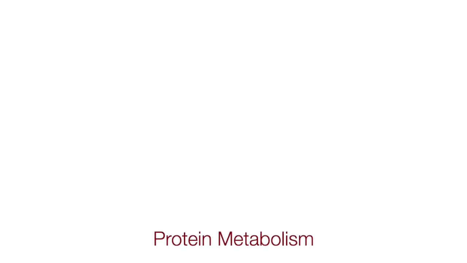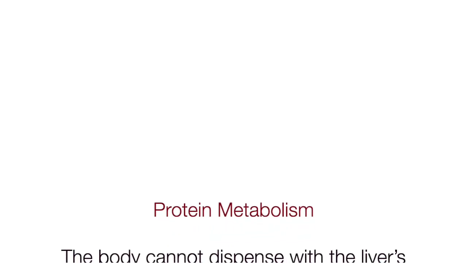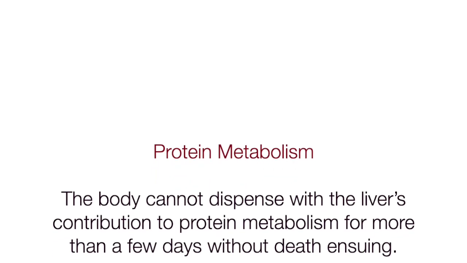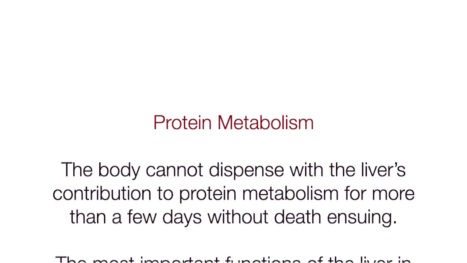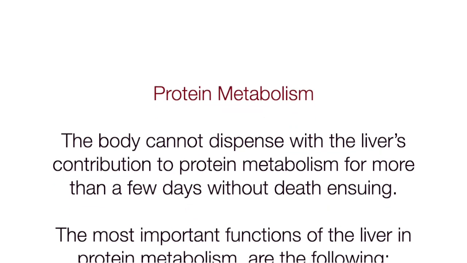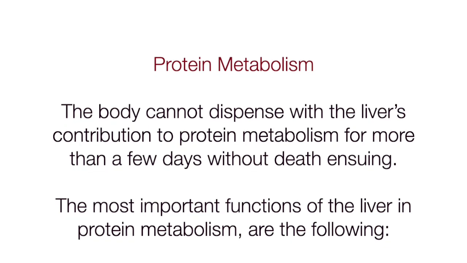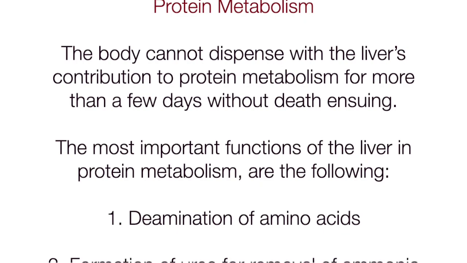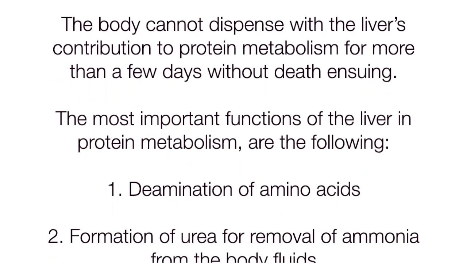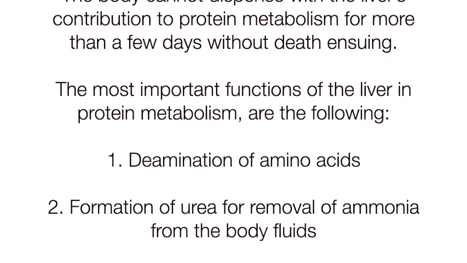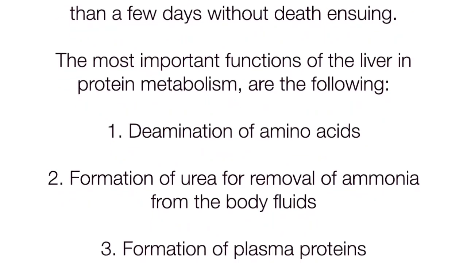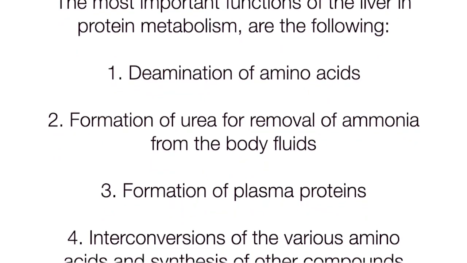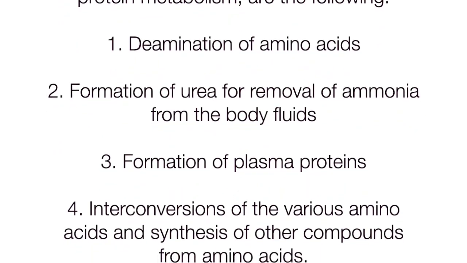Protein metabolism. The body cannot dispense with the liver's contribution to protein metabolism for more than a few days without death ensuing. The most important functions of the liver in protein metabolism are the following. 1. Deamination of amino acids. 2. Formation of urea for removal of ammonia from the body fluids. 3. Formation of plasma proteins. 4. Interconversions of the various amino acids and synthesis of other compounds from amino acids.